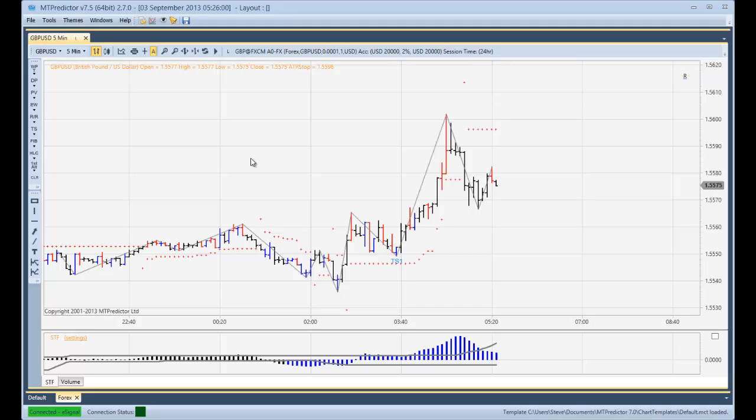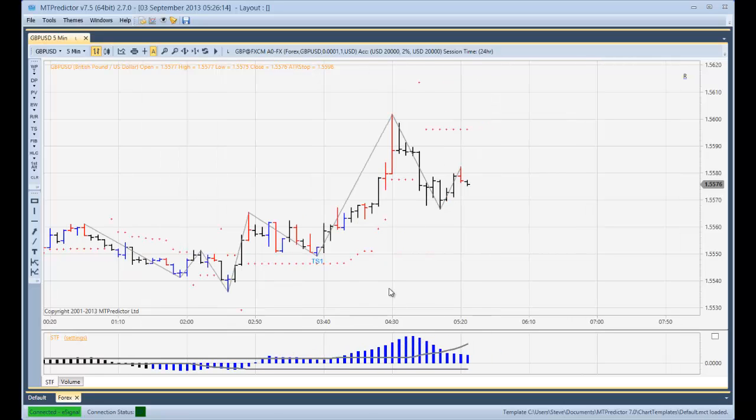In today's video I'd like to look at a Forex chart. This is the British pound against the US dollar on a 5-minute time frame. As you can see here, we had a standard TS1 buy setup. The STF was blue, therefore standard traders could have considered this trade.